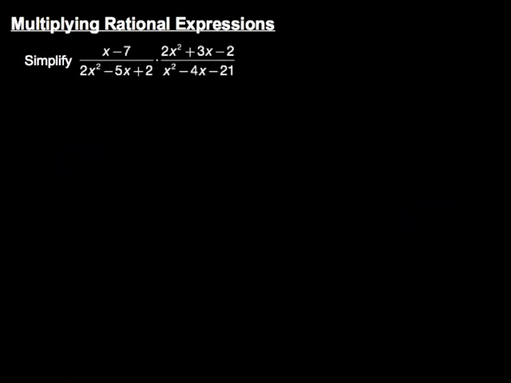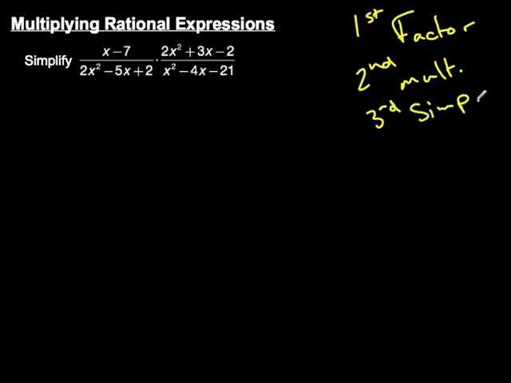And while this next problem looks uglier, it's the same thing. However, first we're going to factor it. Factor whatever we can factor. Then we're going to multiply. And then we're going to simplify. So if we do that, we get x minus 7 over 2x minus 1 times x minus 2.